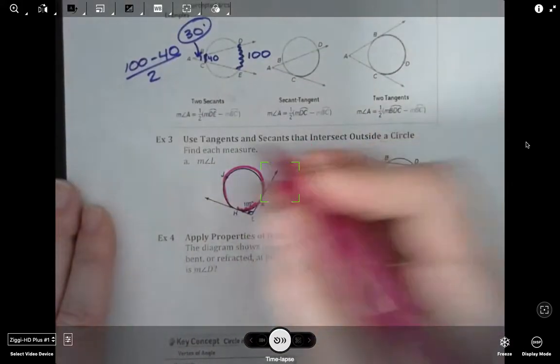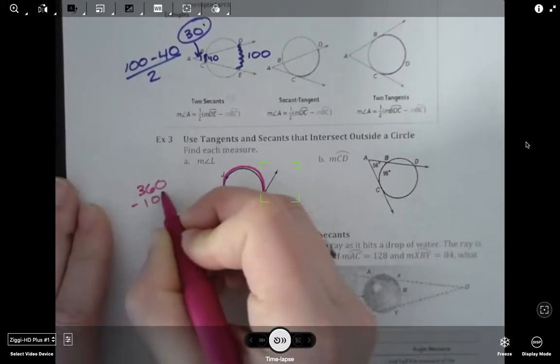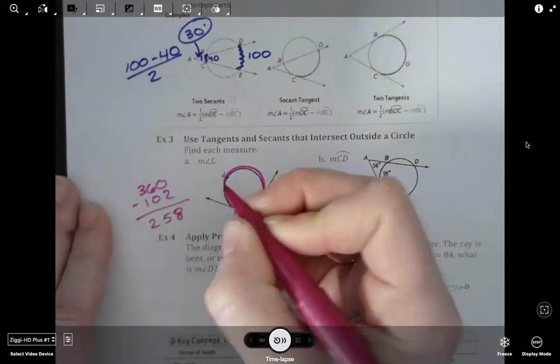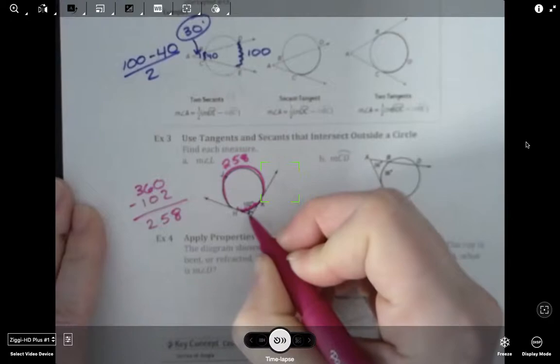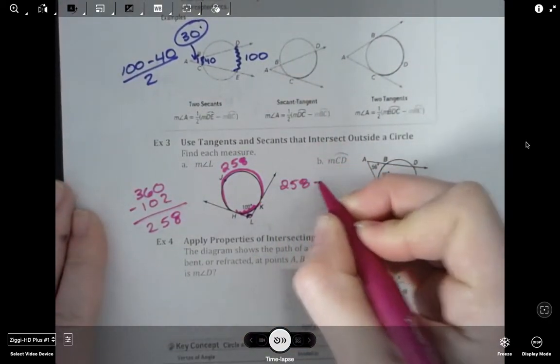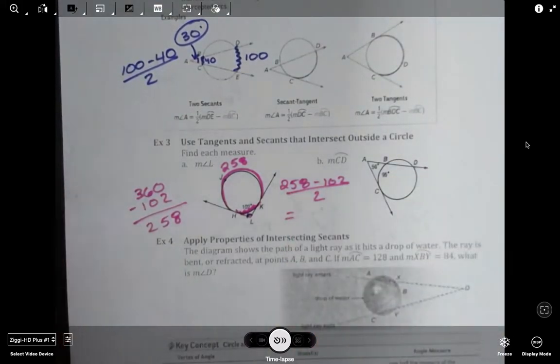Yes, I can figure that out because these two have to add up to be 360. So 360 minus 102 is 258. Did I do that right? So now I have both of them. 258 and 102, I can figure out what this little angle is by 258 minus 102 divided by 2.